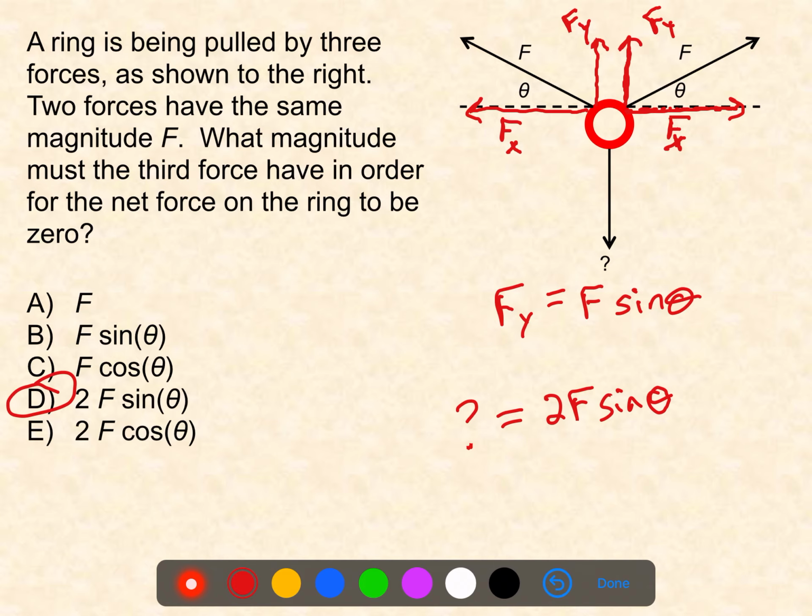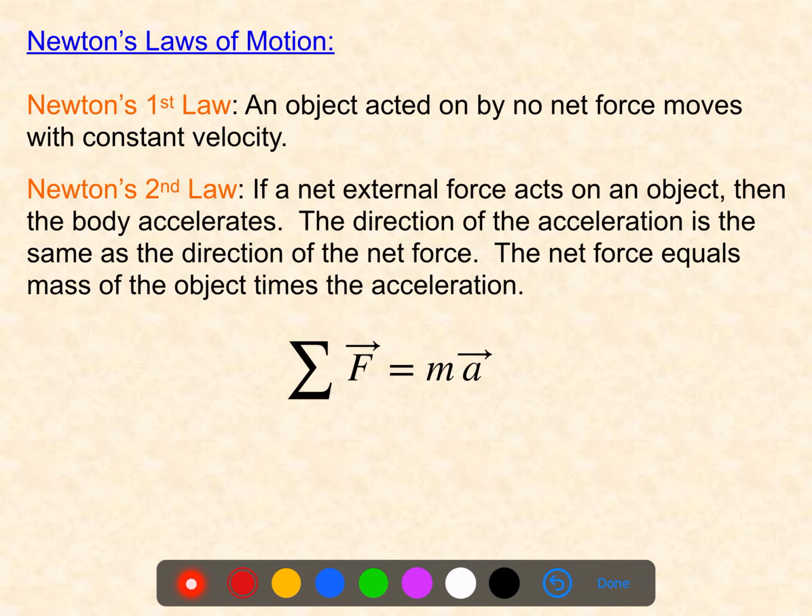But now we're going to bring in Newton's laws to give us a little more insight as to what happens if vectors like this, if the net force cancels and gives us 0, or if it doesn't cancel and gives us some non-zero value. So Newton's first law tells us that if an object is acted on by no net forces, it's going to move with a constant velocity. Now that constant velocity could include the possibility that the velocity is equal to 0. So sometimes you'll hear Newton's first law being said that an object in motion stays in motion and an object at rest stays at rest.